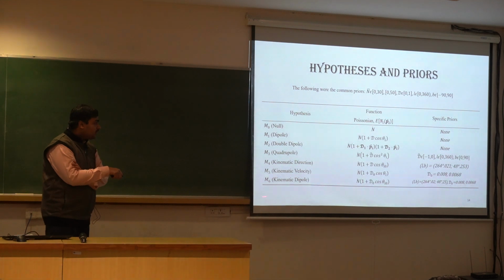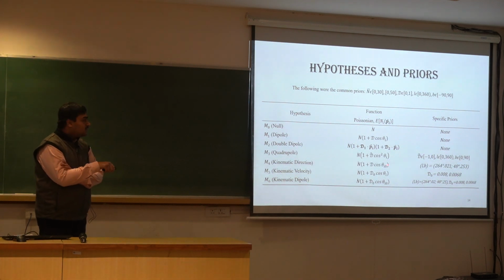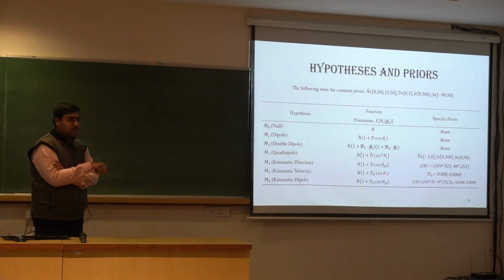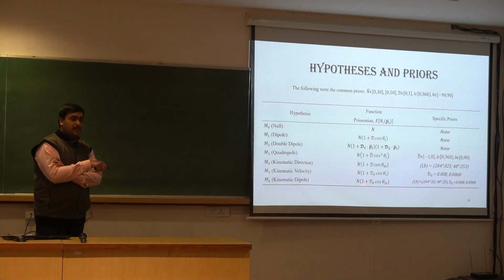Then we constructed 3 additional hypotheses. In the first one, we assume that we have a dipolar modulation in the sky, but that points towards the CMB direction. In the next one, we said, okay, we have a dipolar modulation in the sky, but it can be in any direction, though it should have a CMB velocity. And finally, we said that we have a CMB-like dipole in the sky.